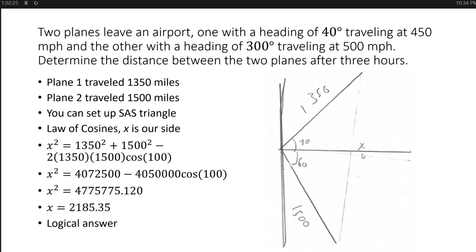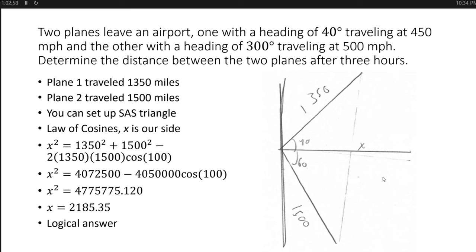We're going to have this line right here be our reference angle. 40 degrees off the reference angle is going to be this line right here, and then 300 degrees, or negative 60, is going to be this right here. Plane 1 traveled 1,350 miles because it went 450 miles per hour for 3 hours, so that's just multiplication, and then plane 2 went 1,500 miles. So this is side-angle-side with the angle being 100.